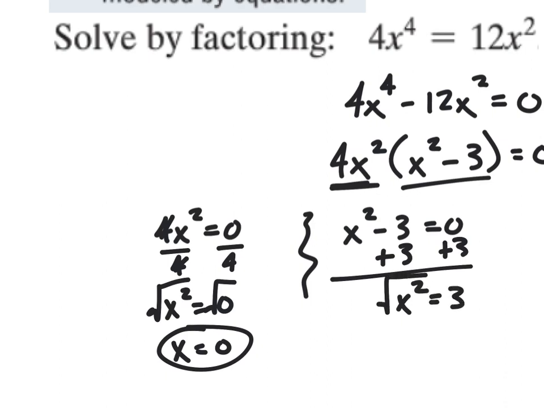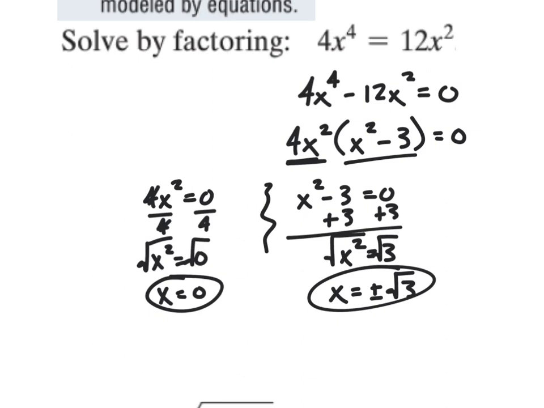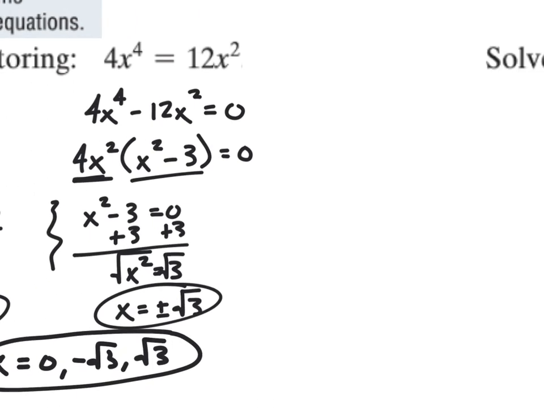Then I'm going to take the square root of both sides, and even though I can't take the square root of 3, I'm going to write it as plus or minus square root of 3. Those are my answers. You can just leave your answers like that and write out: x is equal to 0, negative square root of 3, positive square root of 3. And that's that. Then let's jump over to the next one.